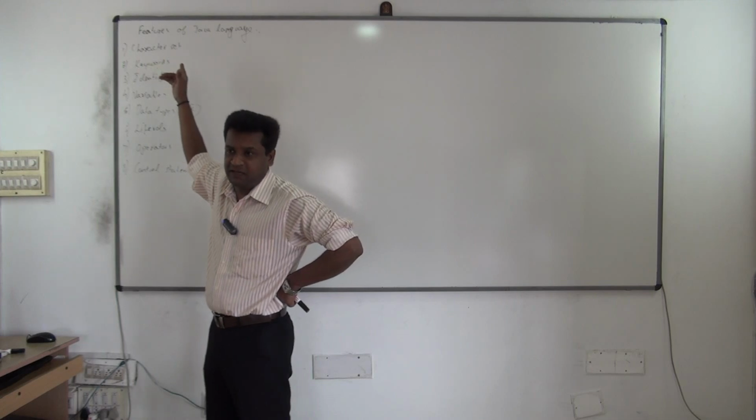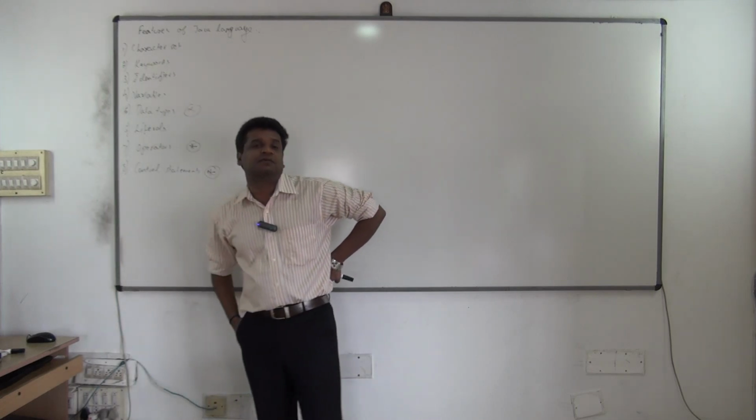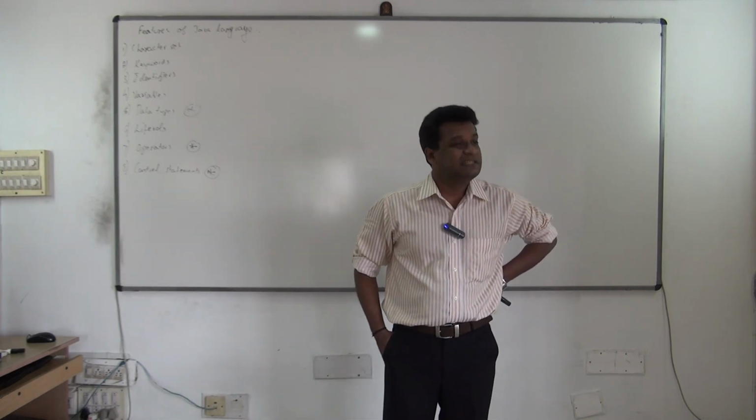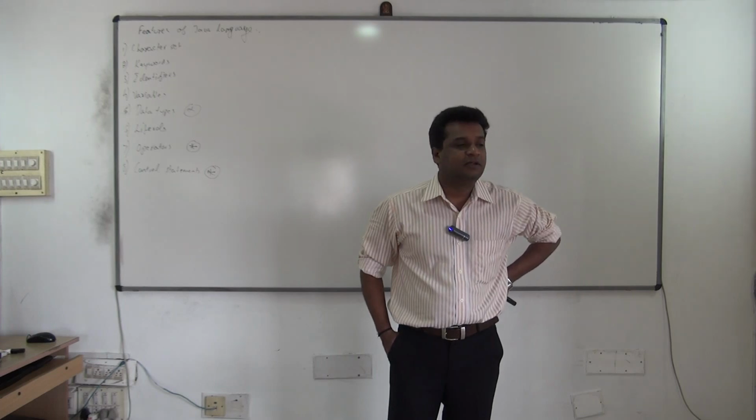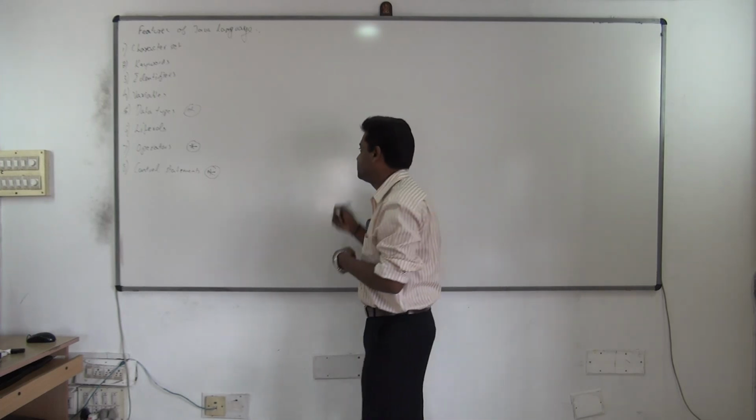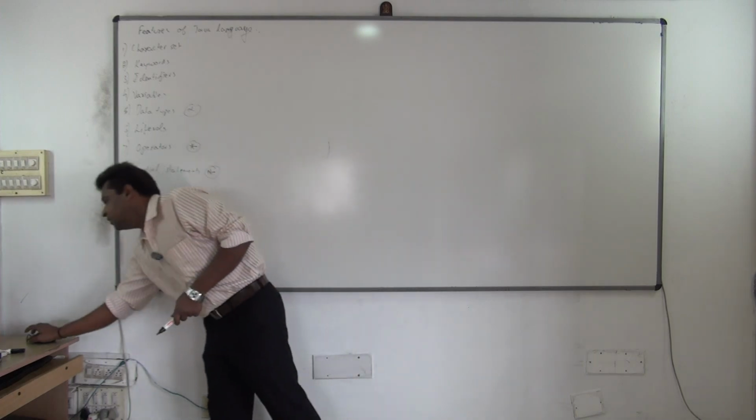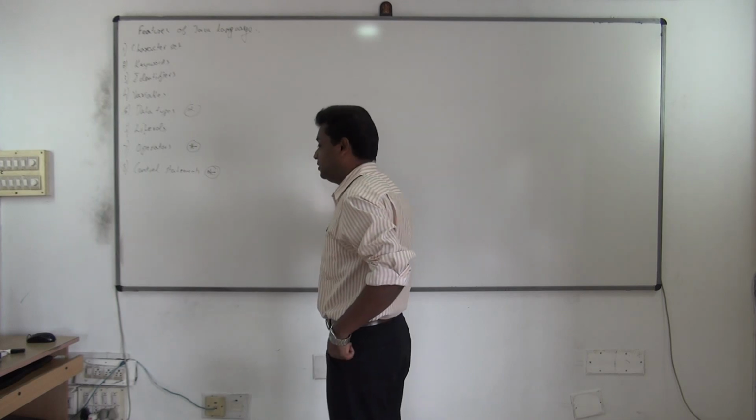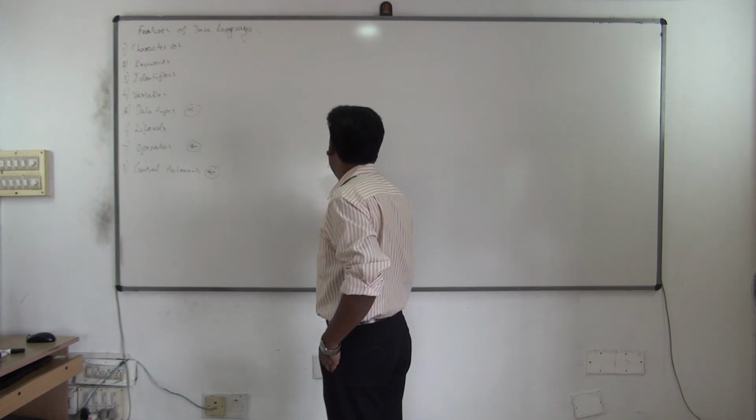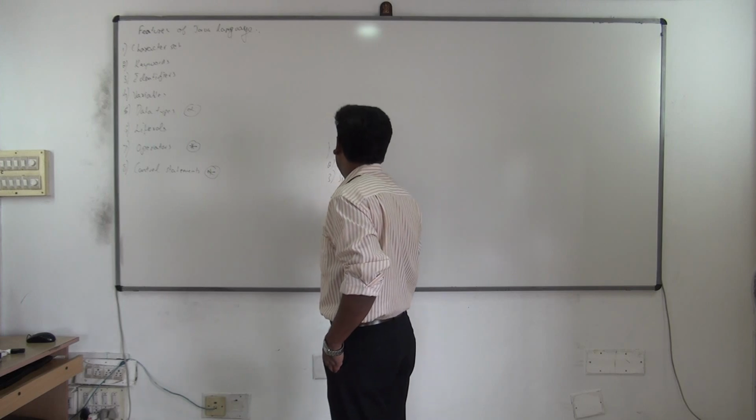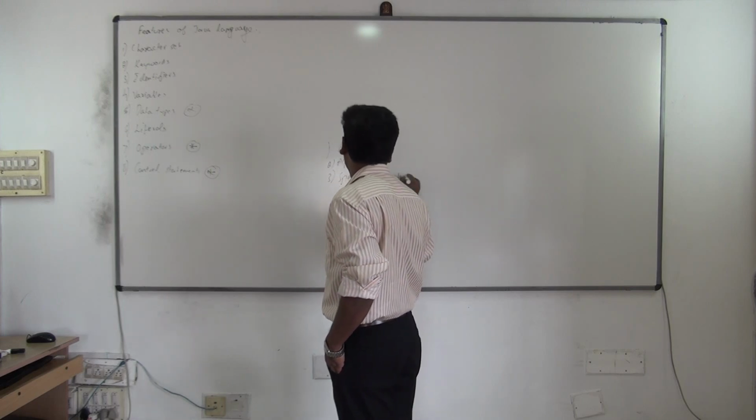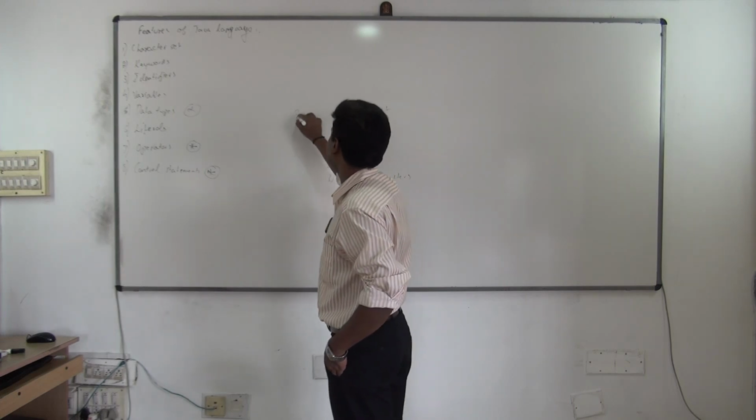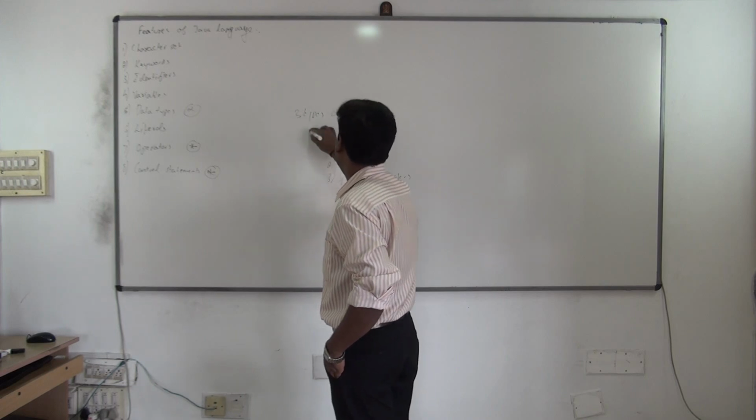I think I completed the first one in the last class. Character set. Now I want to write a Java program. So how will you write your Java program? You have to use something called a character set. What are the different character sets you have? Digits, alphabets, and special characters. When you write a Java program, you can use these 3 character sets. There are 3 types of character set provided by Java.